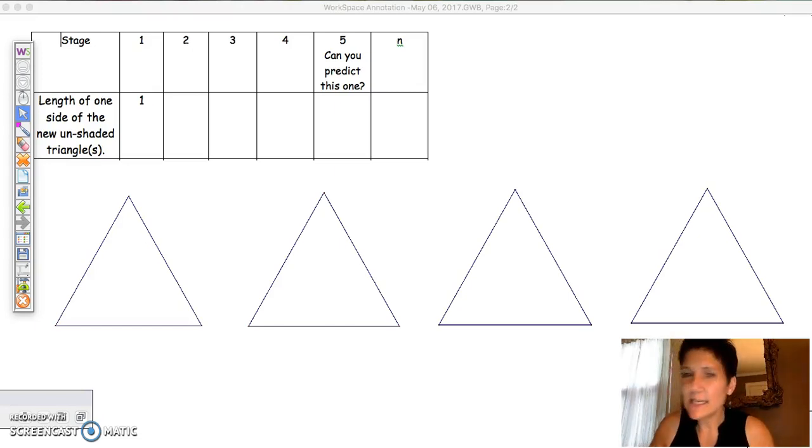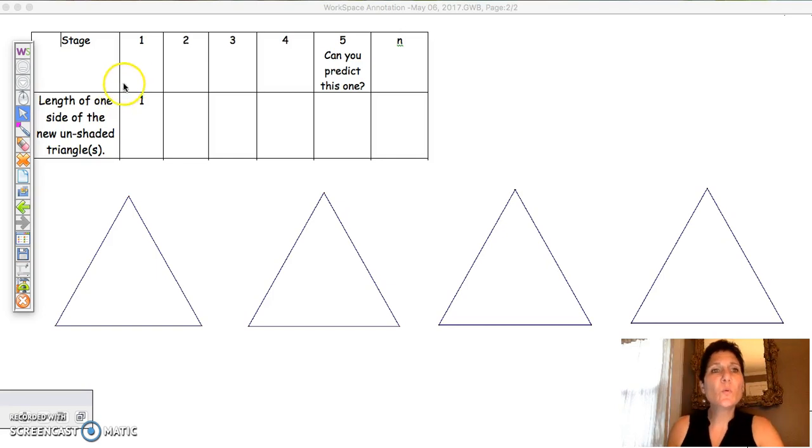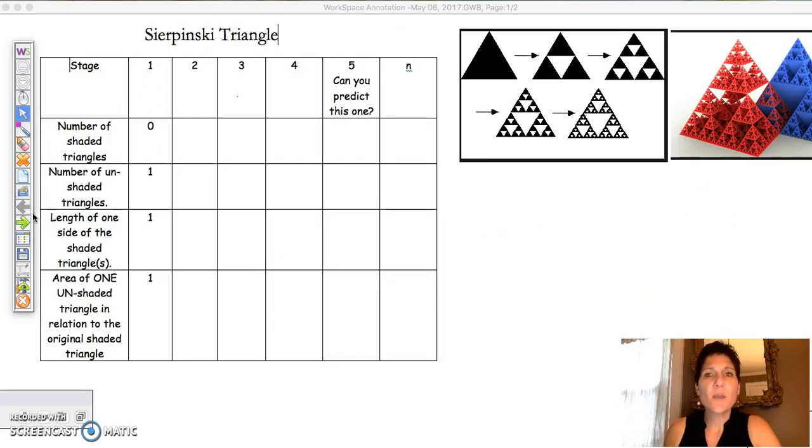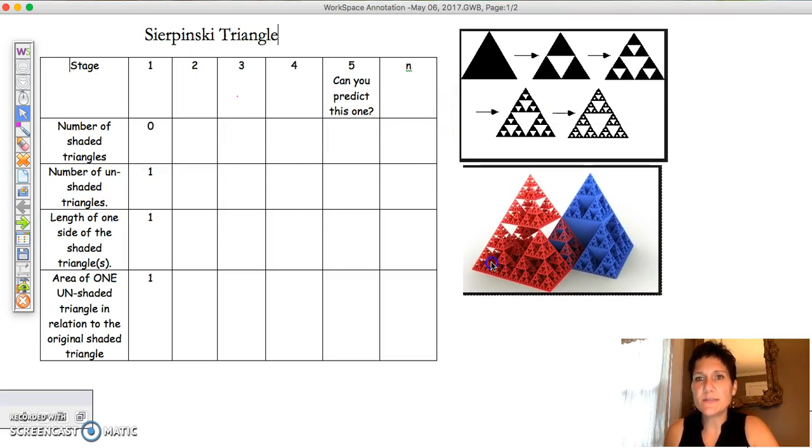Whoops, got to annotate here. Okay. So, as I showed you before, here we are. This is what we've got going on here. Actually, I can move him down here. He doesn't have to stay.